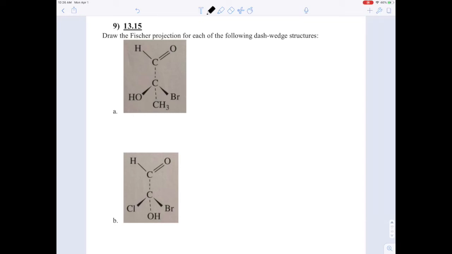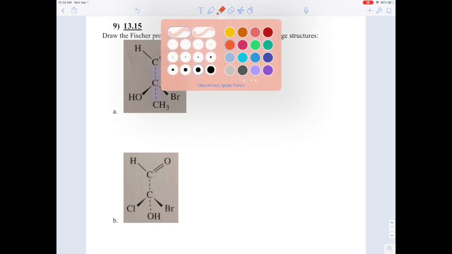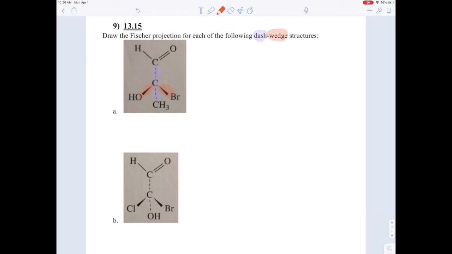Question 9 in Chapter 13 asks you to draw the Fischer projection for each of the following dash-wedge structures. So I think it's clear why they call these dash-wedge structures. You have these dashes on top, and then the wedges are those solid bars. The dashes mean that the bond is pointing away from you. And the wedges, the solid ones, mean that the bond is pointing towards you.